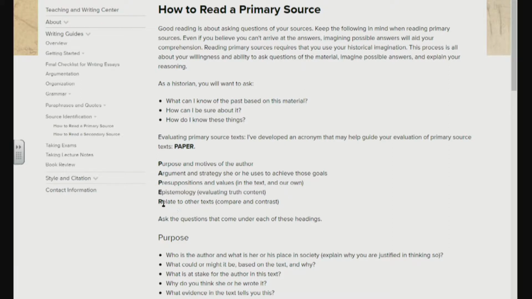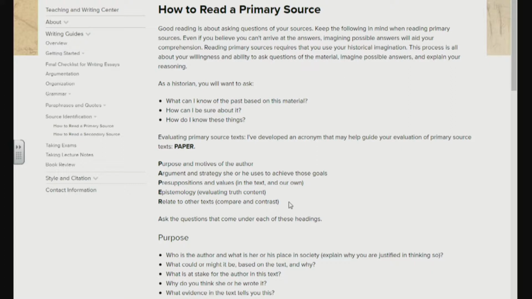And then you want to relate this document to other texts. So you need to compare and contrast it to other texts to make sure that it's talking about the same thing, that it's written at about the same time, and that it does or doesn't give completely different points of view.